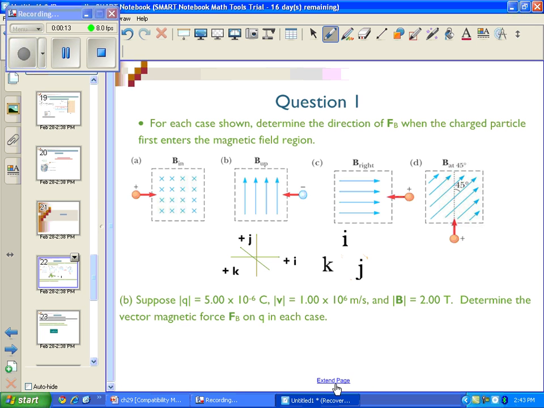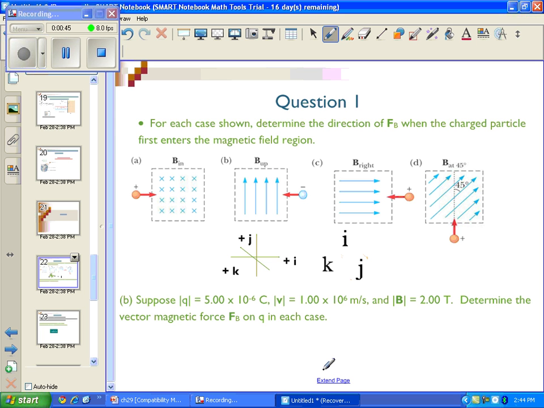Here we are given 4 cases in which we are asked to determine the direction first of the magnetic force in each arrangement. Secondly, given the value of Q as a magnitude of 5 microcoulombs, V as a magnitude of 1 megameters per second, and B as 2 Tesla, determine the actual value of the magnetic force in each case.